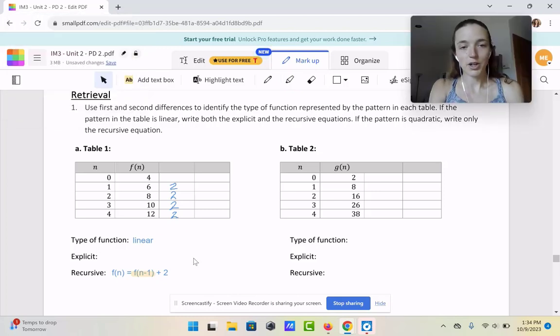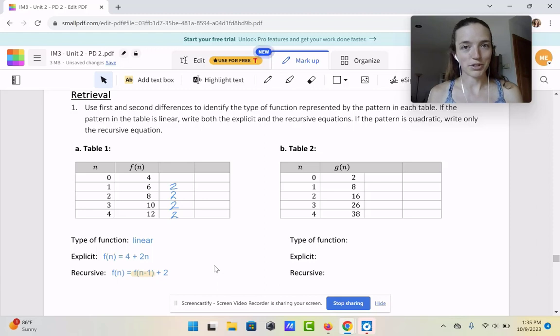Now for the explicit, we have to have a starting value and we have to have a common difference, like what we're adding each time. It's basically the slope. So our starting value here is 4, and then we're adding on 2. We're going to put 2n. That way we're adding on 2 n times. So if I want to find the fifth step, or when n is 5, I'm going to start with 4, and I'm going to add 2 5 times. So that's an example of a linear function.